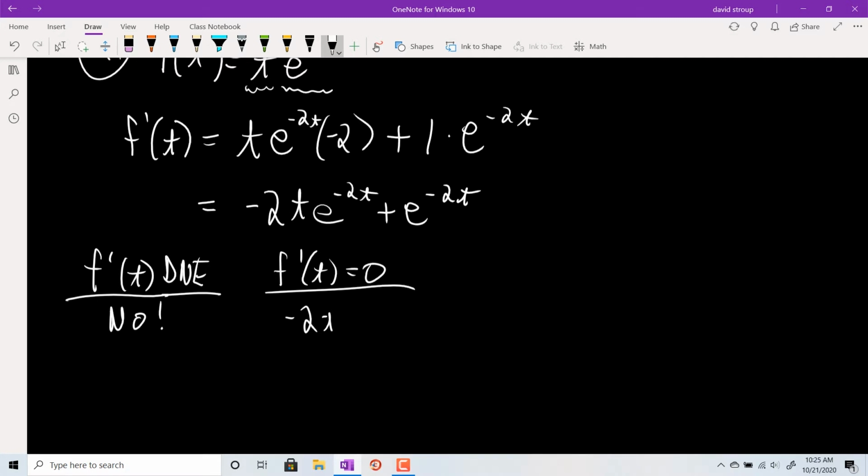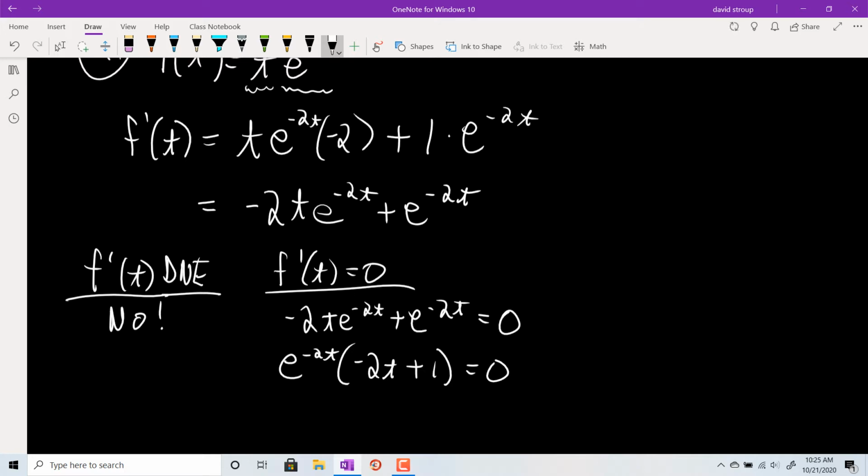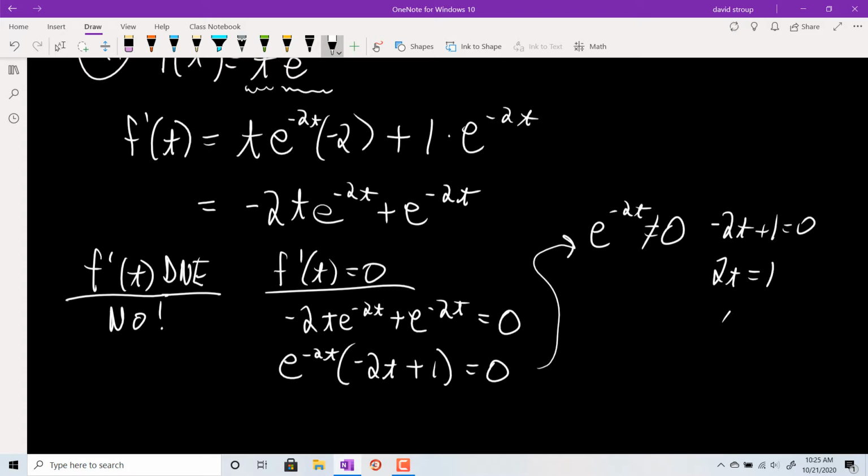So in this case, negative 2t e to the negative 2t plus e to the negative 2t equals 0. We can factor out e to the negative 2t. And then you set the parts equal to 0. Let's carry on with that over here. So e to the negative 2t equals 0. Well, that never happens, right? There's no number you can put in an exponent to cause that to equal 0. The other one, negative 2t plus 1 equals 0. We can solve that. 2t equals 1, so t is 1/2. And we just have the one critical number this time. t is 1/2.